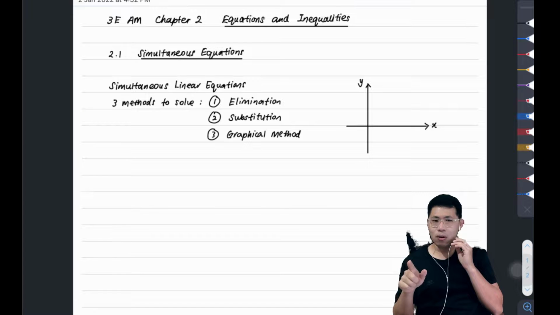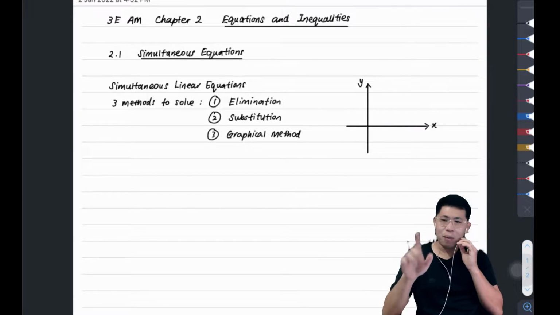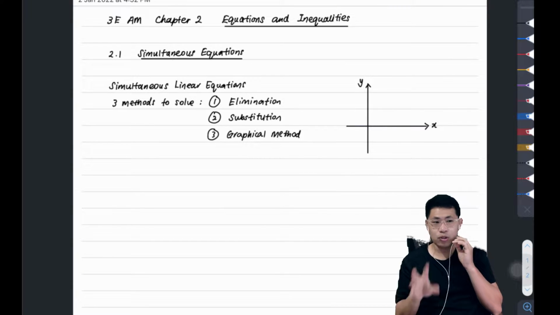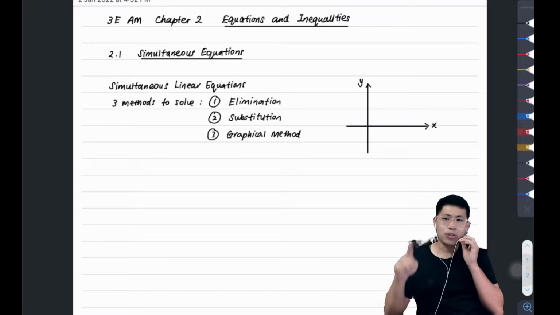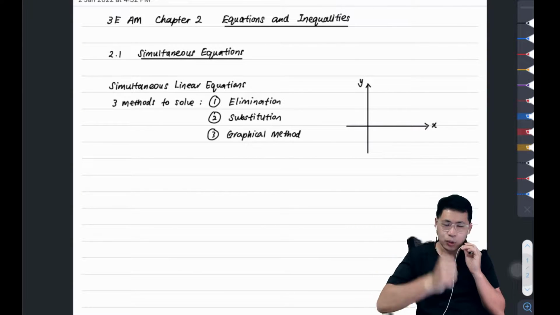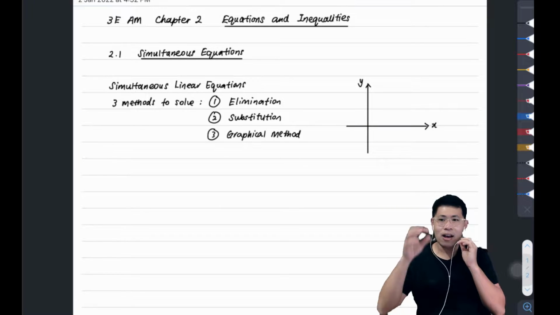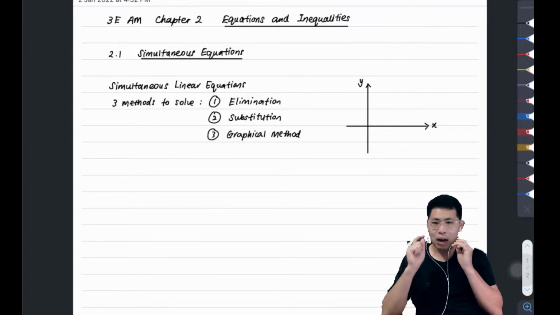Alright, so coming from Sec 2, let us do a little bit of recap, and we will explore later on what additional things we need to learn on top of our simultaneous linear equations from last year, Sec 2. Okay, so first and foremost, in Sec 2, simultaneous linear equations means you have a pair of linear equations and the variables are of power 1.